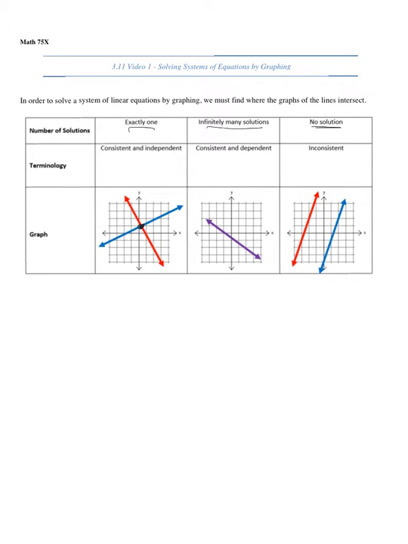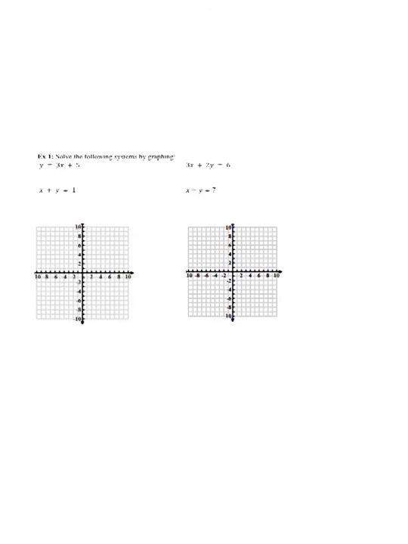And then you might hear some of this terminology. If it has a solution, either one or infinitely many, they're called consistent. So they have solutions. If it's the same line, it's dependent. And if they're different lines, then that is independent. And if there's no solution, you can also use the word inconsistent. That just means no solution. Okay, so let's look at a few of these.